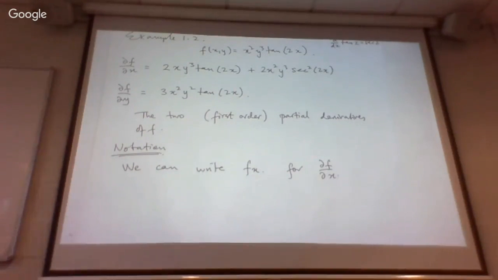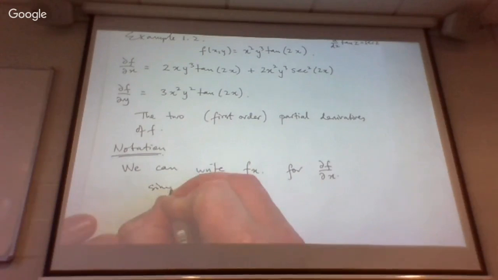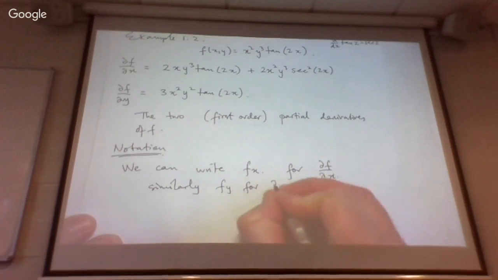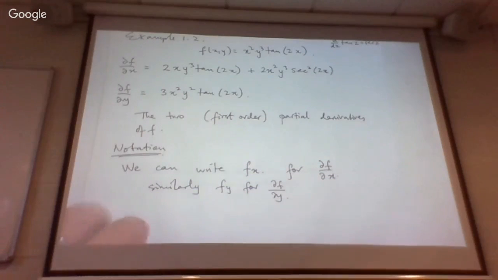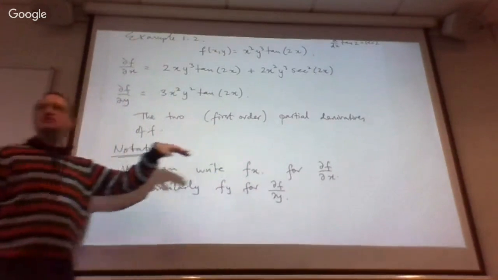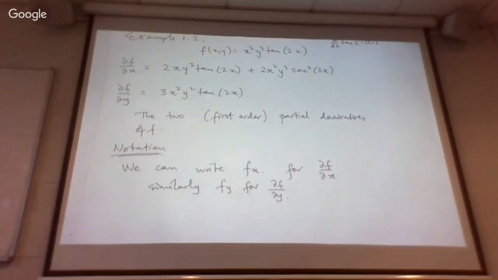Okay, and similarly we can write f subscript y for df/dy. From time to time, I'll use either of the forms of notation, and you will see both of them being used in various books. Obviously, the f's with a single subscript is slightly cleaner than the other notation. It's a bit more compact. But the other notation does have some advantages as well.